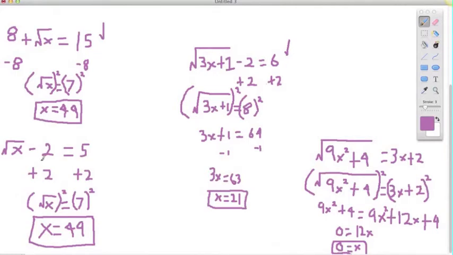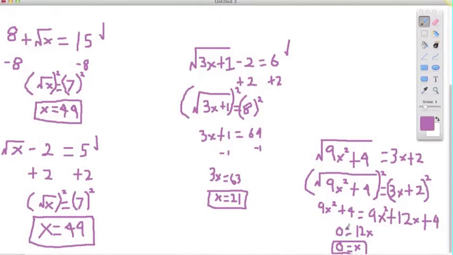When you input 49, what's the square root of 49? The square root of 49 is 7. 7 minus 2 does in fact equal 5. So that is a true equation, too. That 49 is the answer. It's funny because they both have the same answer, but they're two separate equations. When you input 49 for x into both of them, they both work.